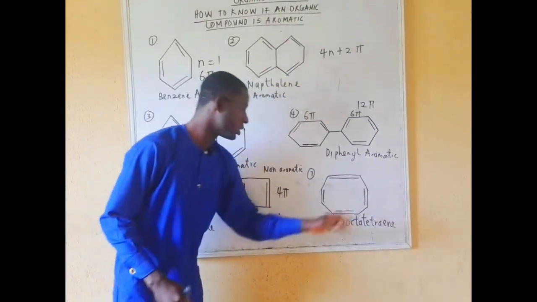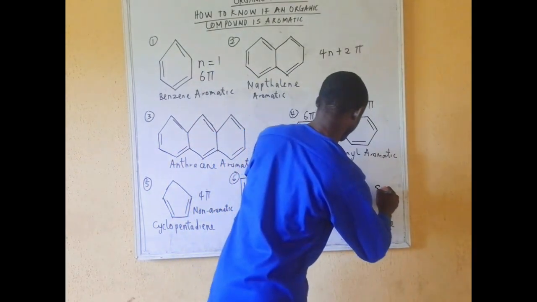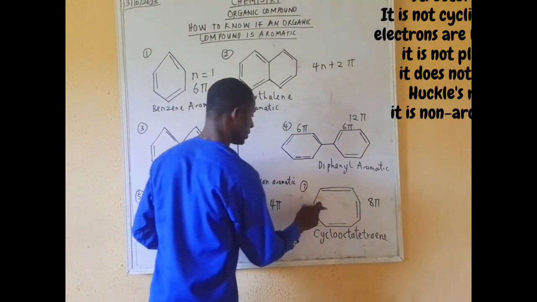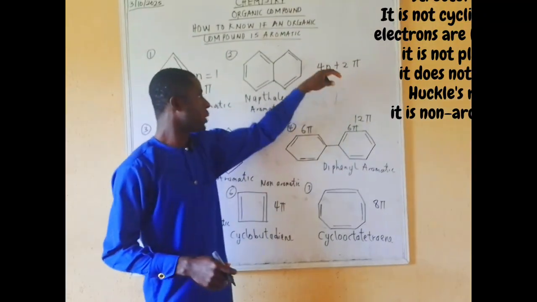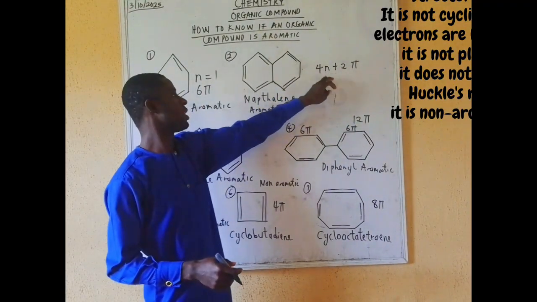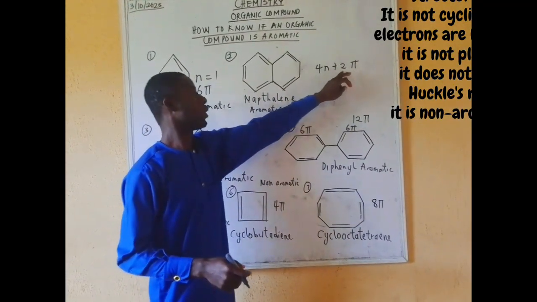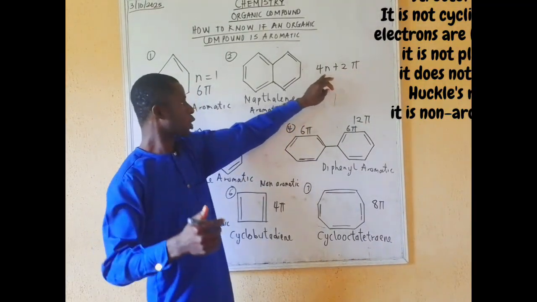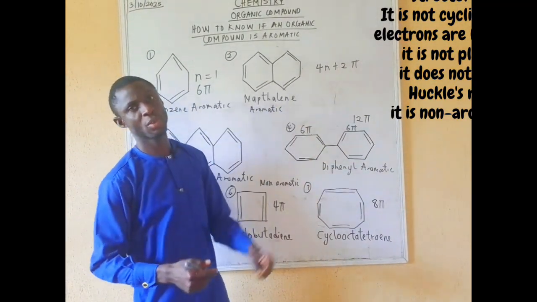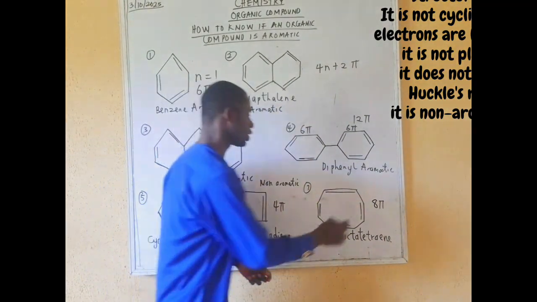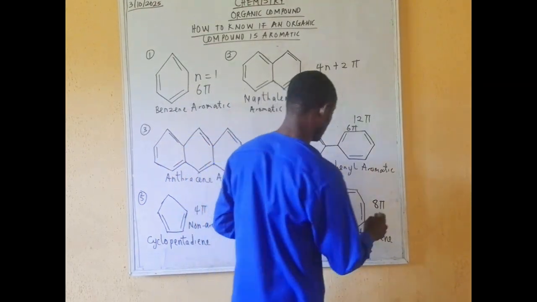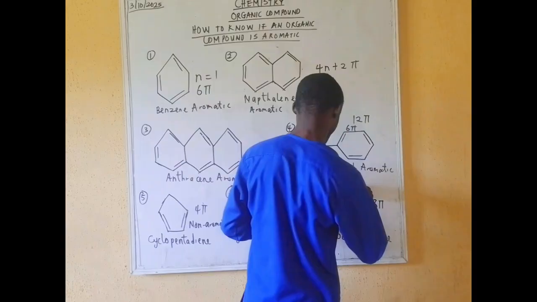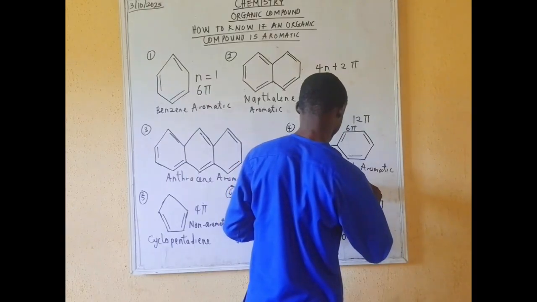Let's come to this one. It will give us 8 pi. 1, 2, 3, 4. That will give us 8 pi. There's no way we are going to get 8 pi here. Even if you put 2 here, it's 4 times 2 plus 2, that will give us 10. You install 1, 4 times 1 plus 2, it gives us 6. So it does not obey Hückel's rule. It is anti-aromatic.